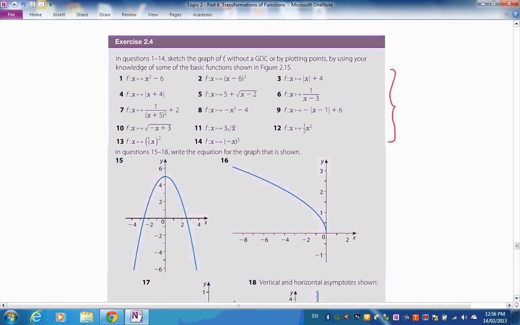Do all these problems. And we're well through this first topic now, and the last two parts are really quite a bit easier. They're a bit of a reinforcement of things that you've seen before.